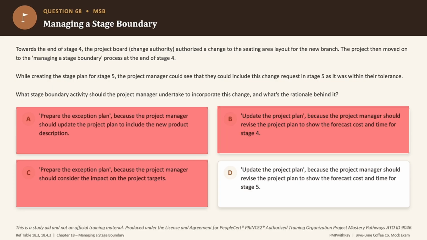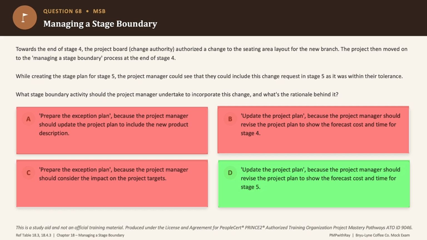B is incorrect. Now, if you evaluate option D, the project manager is planning forward into stage 5. So the project plan really needs to be revised to reflect the forecast cost and the time for stage 5, right? Capturing this newly approved change. And that is exactly what update the project plan is for at the stage boundary process. So the correct answer is option D.